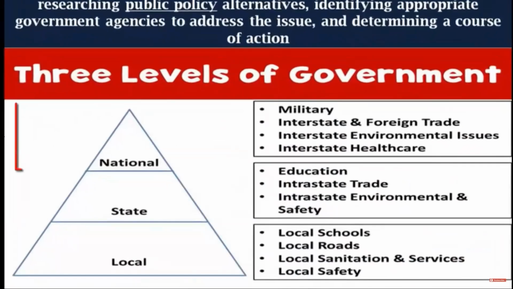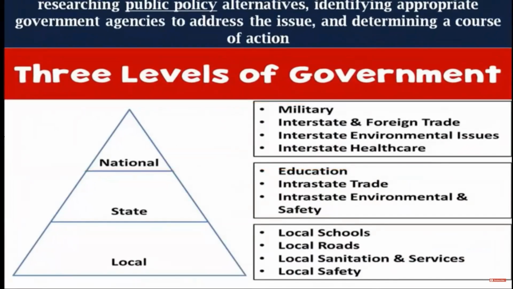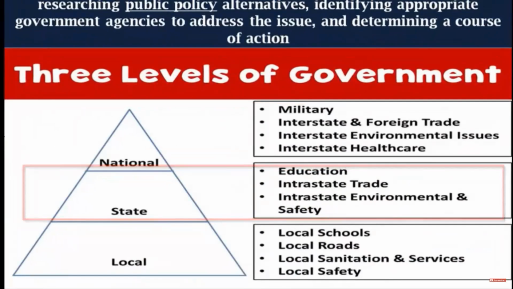For the national government, anything dealing with the military, interstate or international trade, big environmental issues that spread beyond state lines, or healthcare are going to be national policies and national agencies. For the states, if it's about education, trade within a state, in-state environmental issues, and public safety issues like dealing with driver safety or state police, look for state agencies.